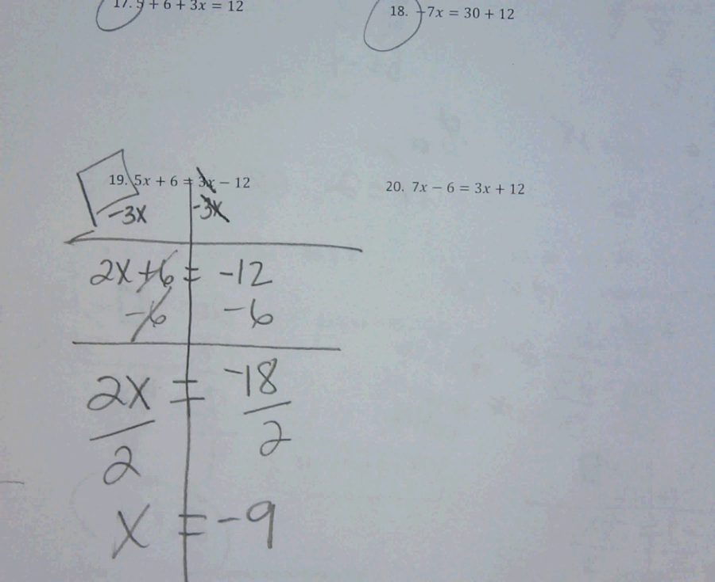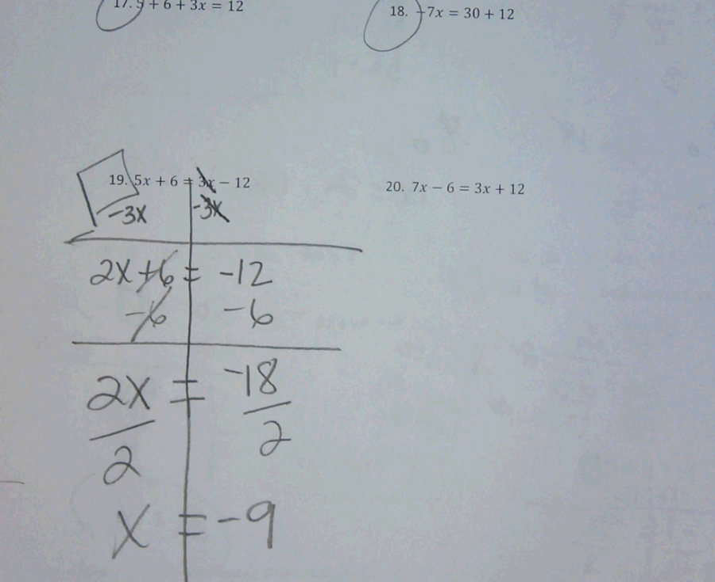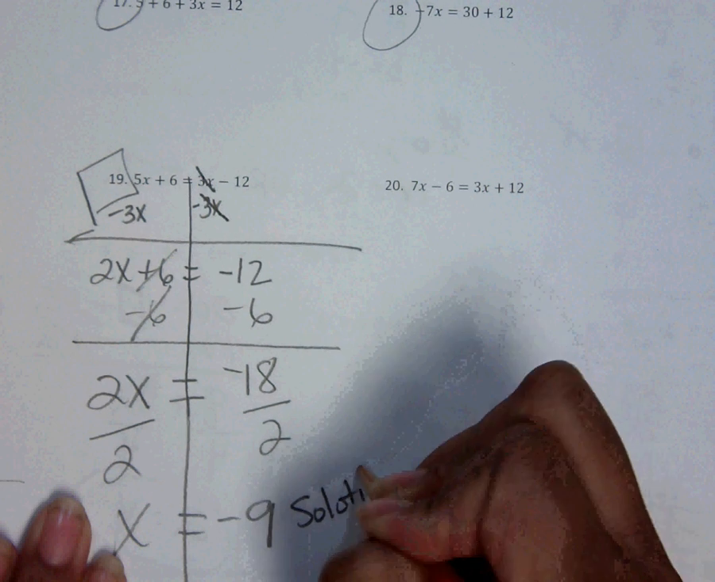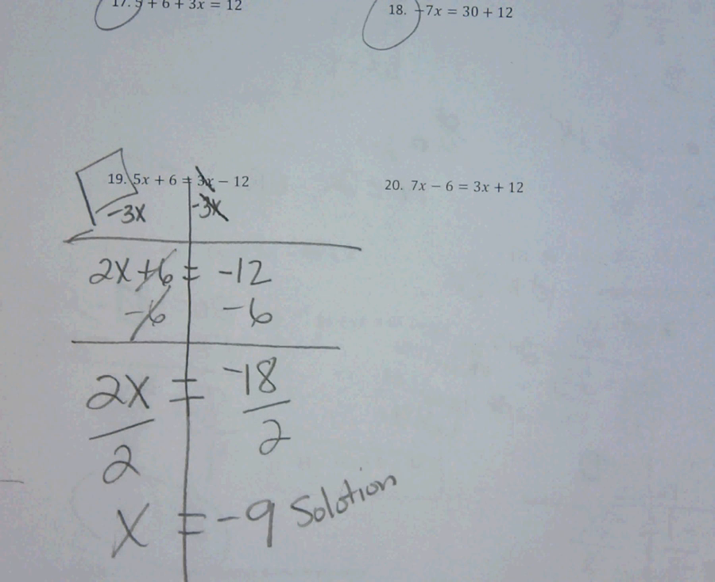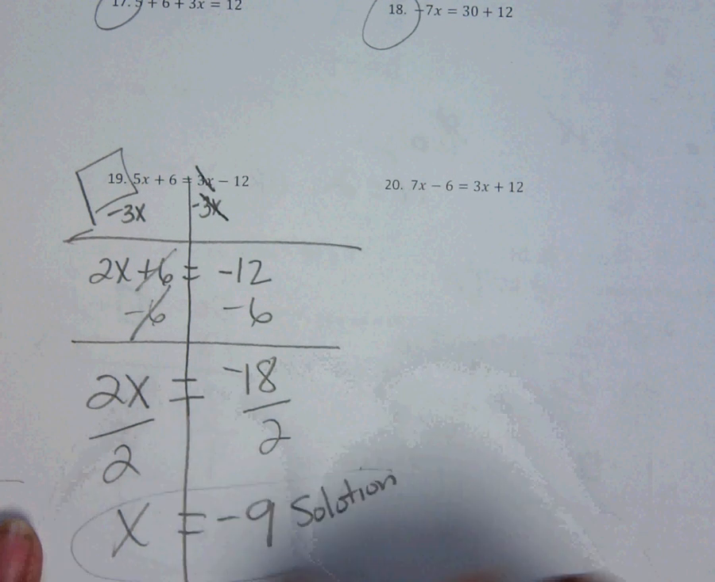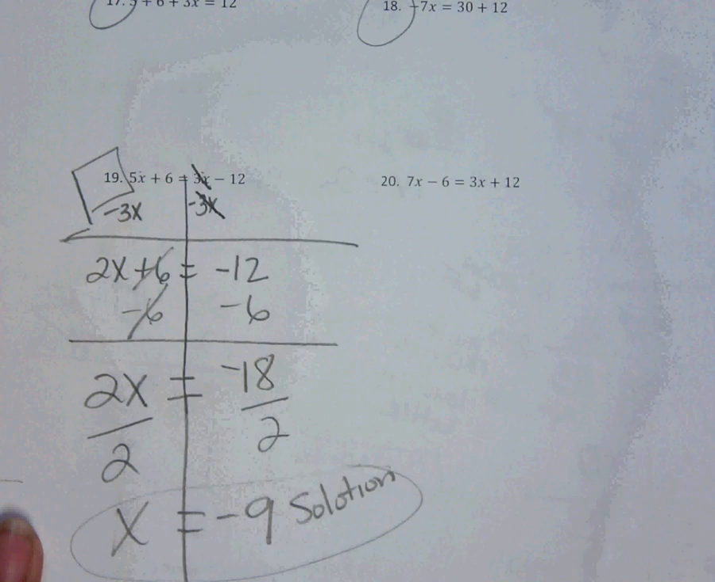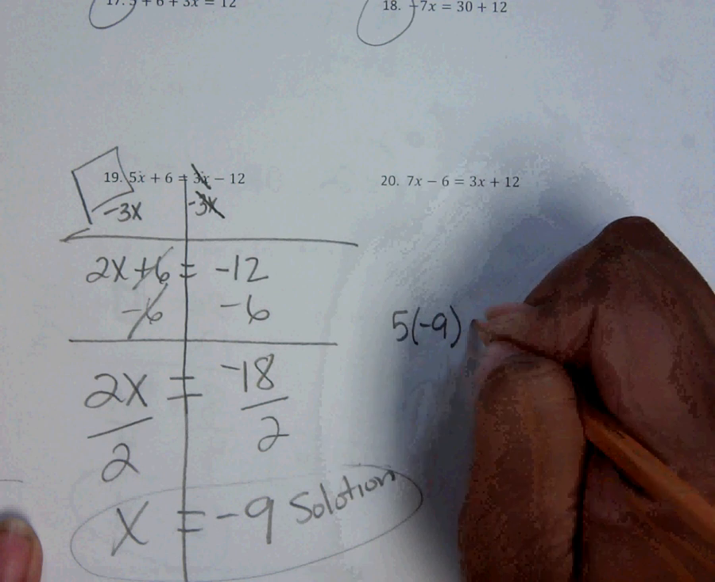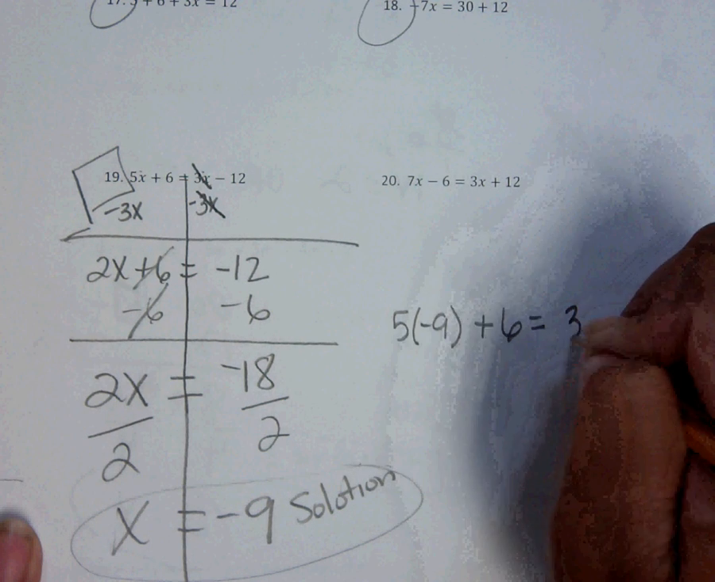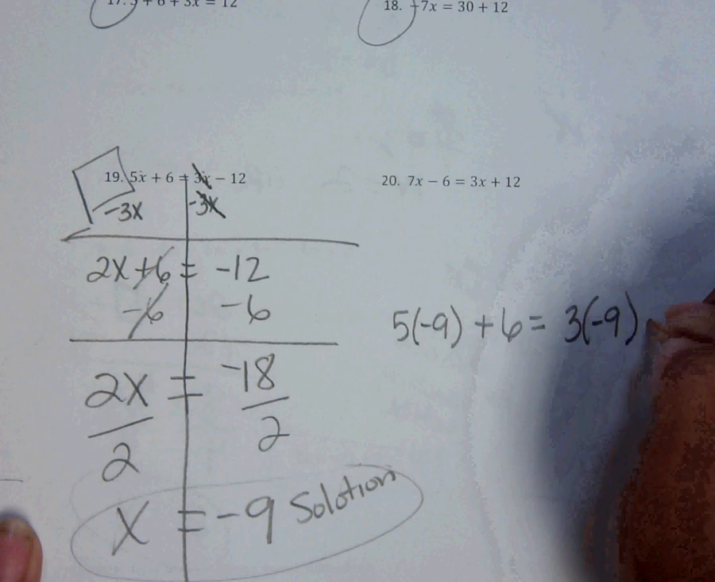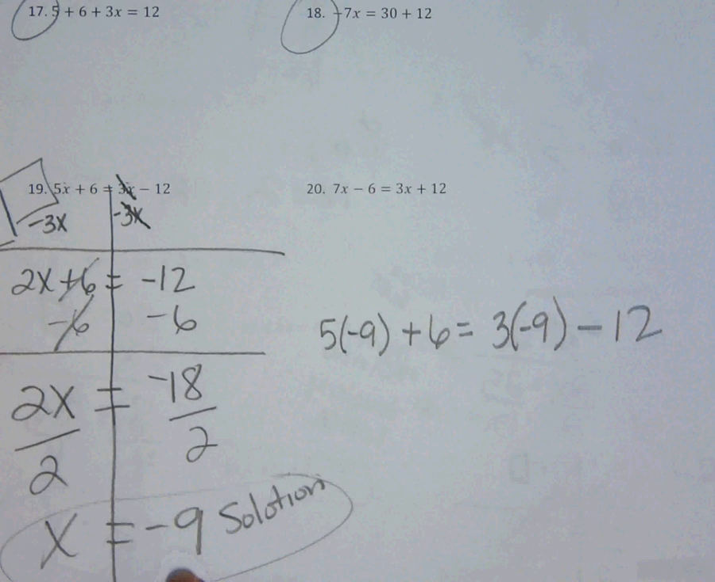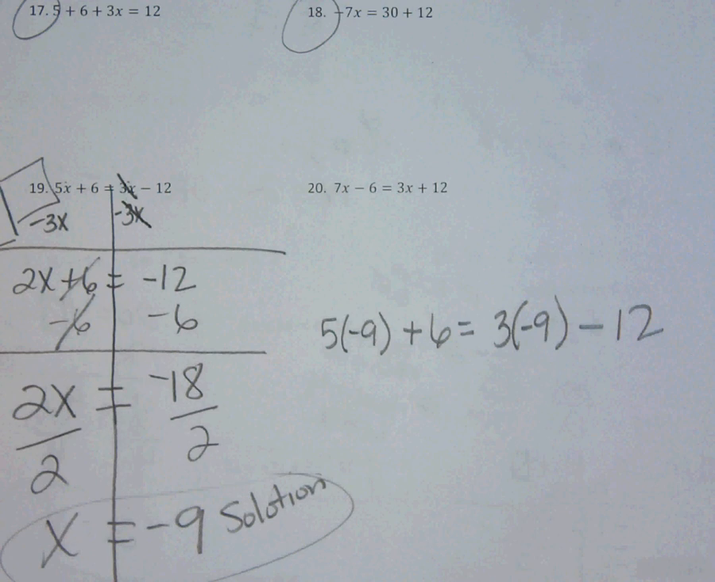Now, how do I know that this is right? Because you need to check your answer. This is called a solution. So how can I check my solution? I need to plug him back in. So 5 times negative 9 plus 6 equals 3 times negative 9 minus 12. If that is true, then this is the correct answer. So how do you check your solution?